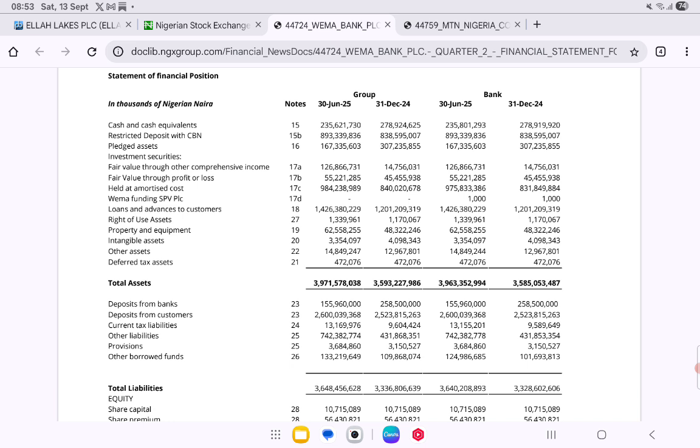I think at some point in the near future, maybe when the rest of the numbers are out for UBA, GT Access, and Zenith, you can call them the UGAs, once the numbers drop, I would then go through them.